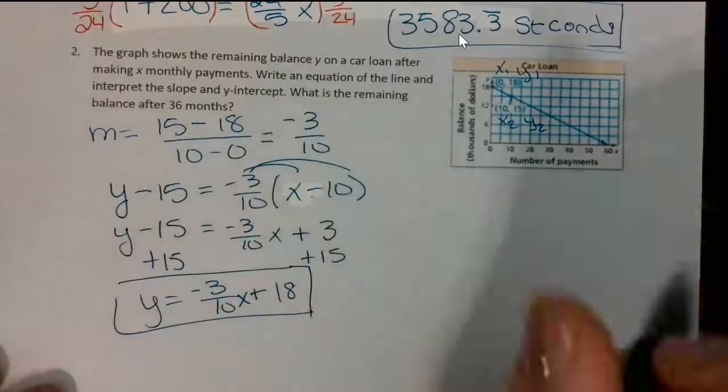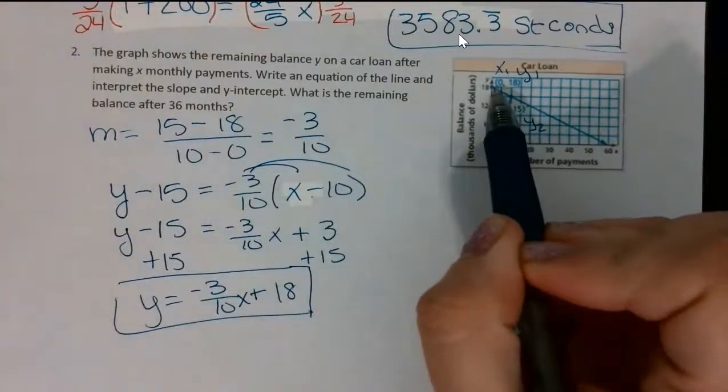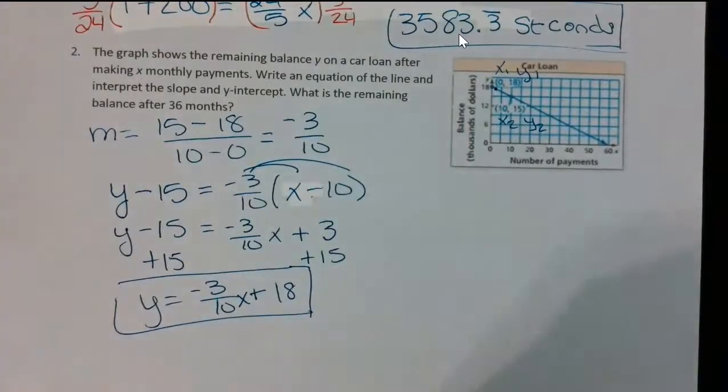Notice if I look back at this graph, it was crossing at 0, 18. So I found my y-intercept nicely. I just did this the long way because you don't always have the 2 points given where one of them is the y-intercept. Alright, so once we found the equation of our line, it wants us to interpret the slope.